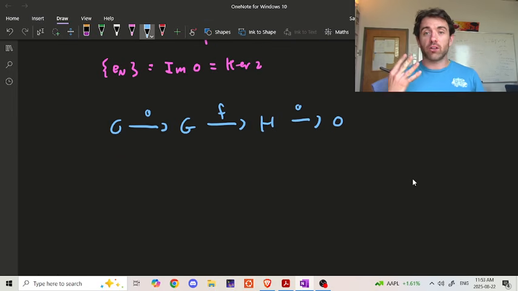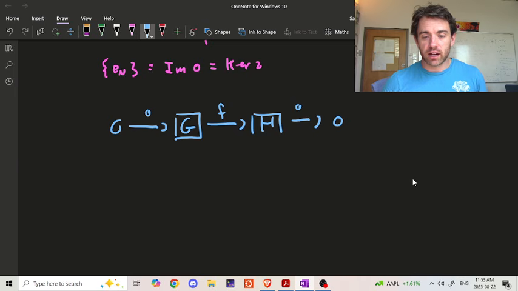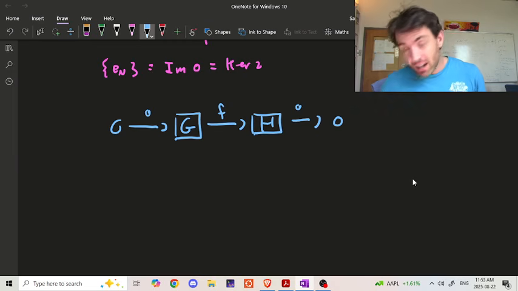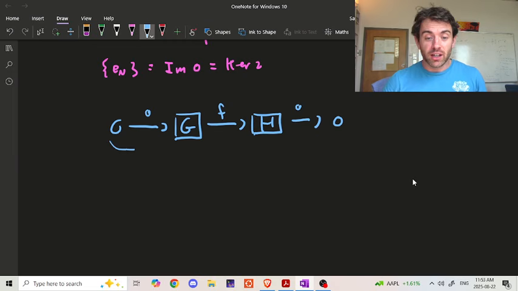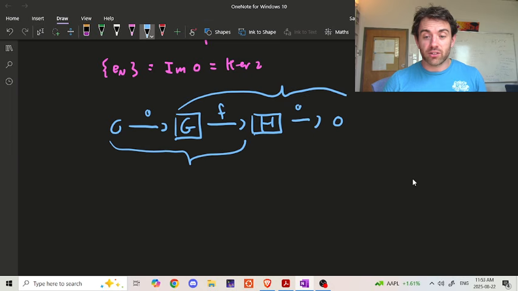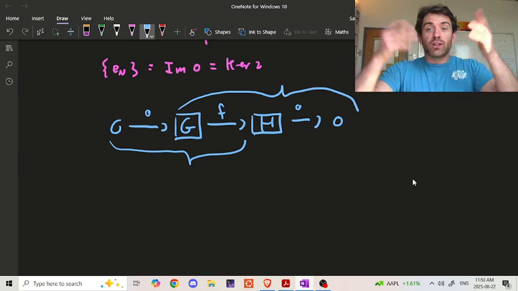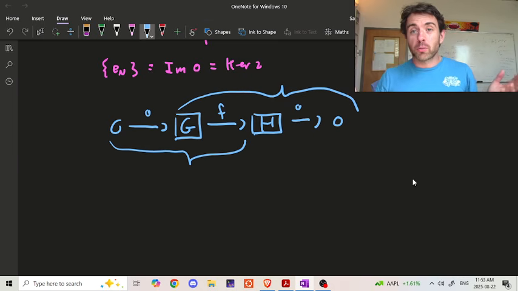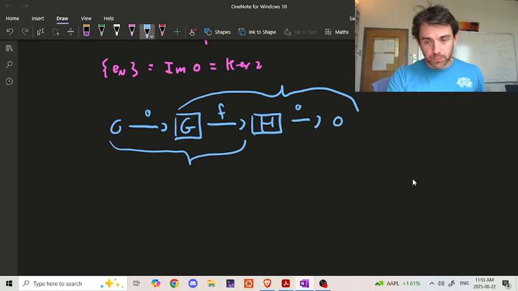A sequence that has 4 terms. And what if I demand that simultaneously the sequence is exact at this position and exact at this position? Well, that means precisely that F is an isomorphism, right? As we just saw, exactness here means that it is injective, and exactness here means that it is surjective. Therefore, it's a bijective homomorphism. It's an isomorphism of groups.